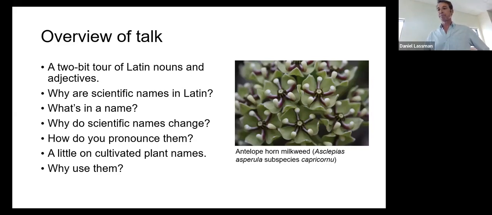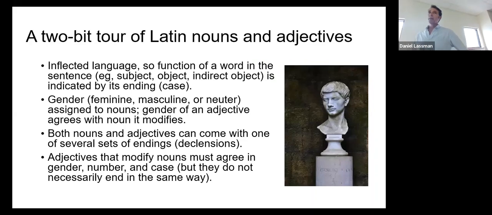So here's the hard part for me, because I'm not a Latinist, although I did have a lot of Latin, but it's been 30 years. So here's a little two-bit tour of Latin nouns and adjectives. Latin is an inflected language, and that means that the function of a word in the sentence, the subject or the object or the indirect object, is indicated by its ending. The ending of the word tells you what the word is doing in a sentence. Latin also has gender, so it assigns every noun and adjective either a masculine, feminine, or neuter gender.